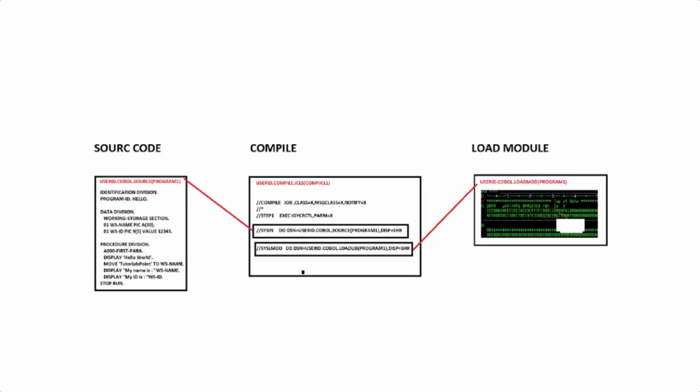In general, what we will do is take one PDS member and write source code, nothing but a COBOL program. Then we will take another PDS member and write compile JCL steps. We will take the source code as input, and when we submit the compile JCL, we will get output as a load module in another PDS. That PDS is called a load library.